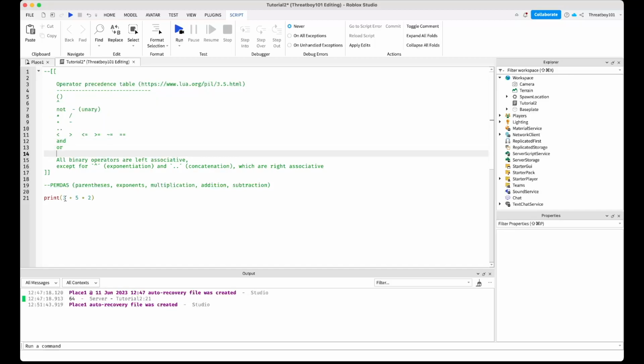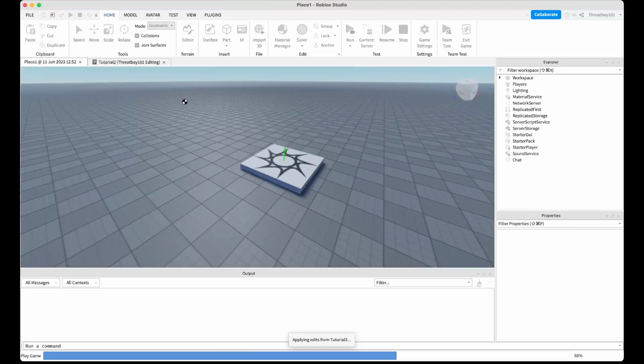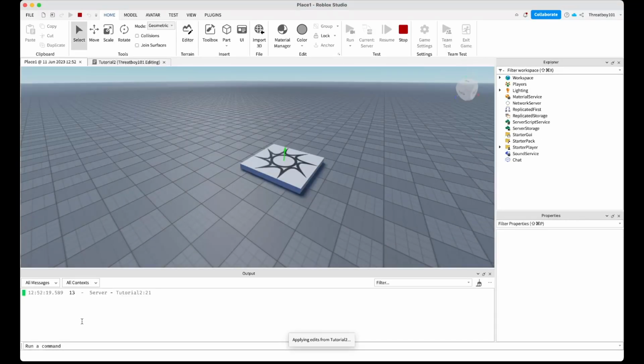In this specific case, our precedence table tells us that multiplication has precedence over addition because multiplication is above addition, and so is division for that matter. That's telling us that 5 times 2 will happen first, we'll get 10, and then that'll be added to 3. So if I run this, we get 13, as you expect.